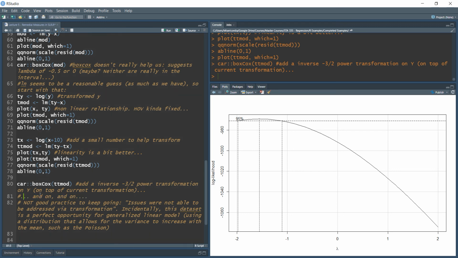So we could do this. We could implement this. We could see if there are still problems. When there are still problems, we can look for more transformations. We can keep going.